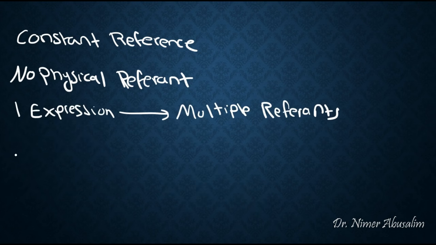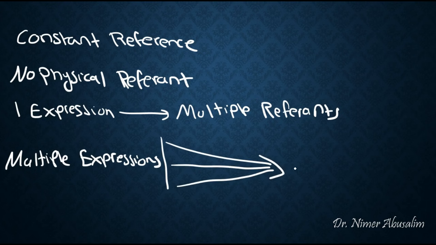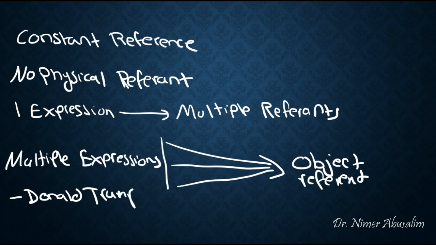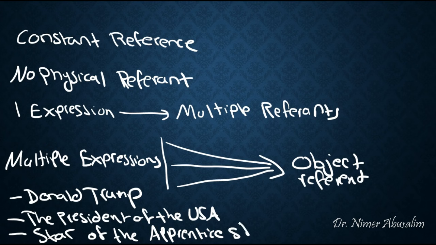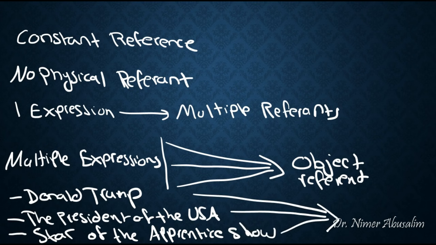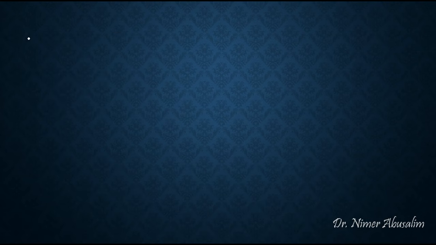A fourth type is when you have multiple expressions all picking out the same exact thing. So one object or one reference. For example, take the expression Donald Trump. Take the expression the President of the USA. Take the expression star of the Apprentice show. All three of these are different expressions that all refer to the same person in the real world, who is Donald Trump. Alright, so let's quickly summarize what we've been doing here so far.